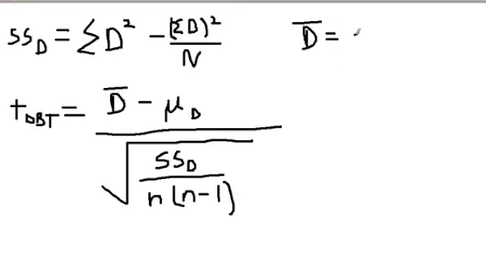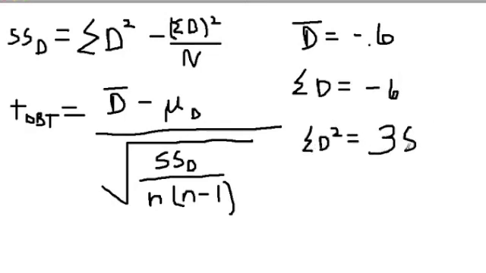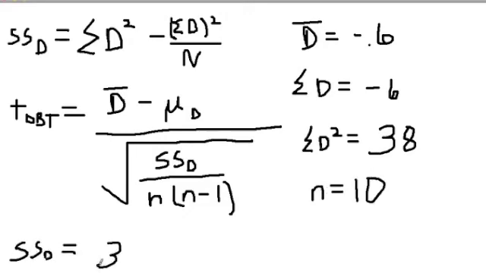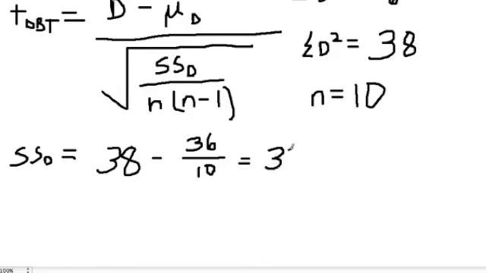We have the sum of d squared is 38, sum of d is -6, n is 10, and d bar is -0.6. So sums of squares sub d is equal to 38 from our data over there minus -6 squared, which is 36, over 10, which is n, equals, let's see if I can do this in my head, 34.4? That looks about right. Okay, so now we can plug the sums of squares into the t obtained formula.